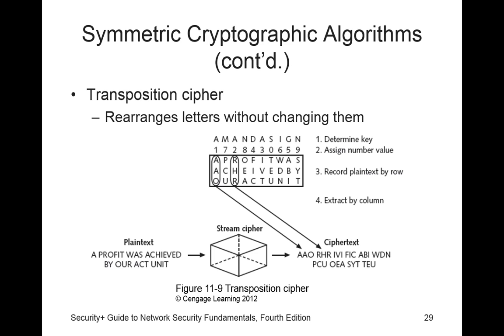So then I just come AAO, RHR, and this assigned number value would be like 1. The next one would be IVT, then you'd have FIC, then ABI. Y'all catch how that's doing that? Okay, you have Amanda sign. All right, all the same. Amanda sign. That's the key.